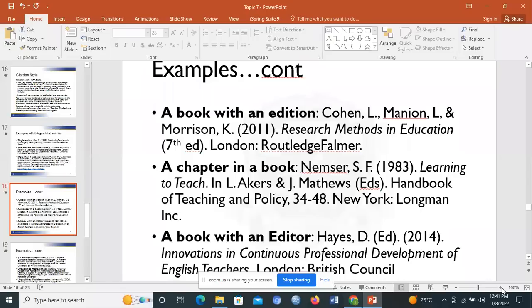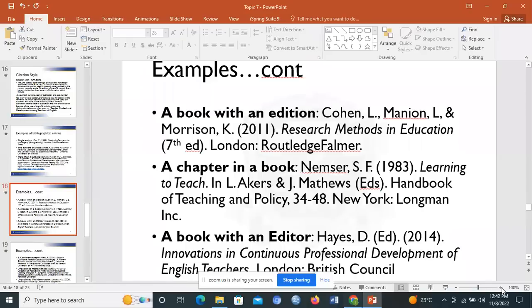Now, students, I want you to note that we put the edition after the title of the text. That is where we put the edition, and we put the edition in some abbreviated form so that we have 7th ED. ED there stands for edition, 7th edition, and we put that information in brackets.